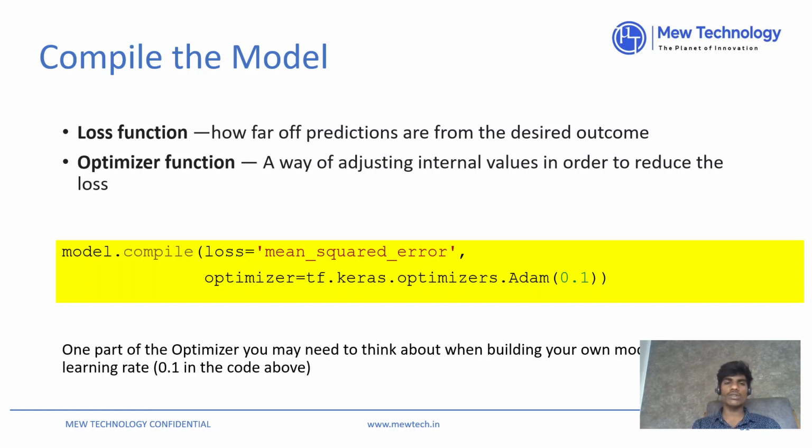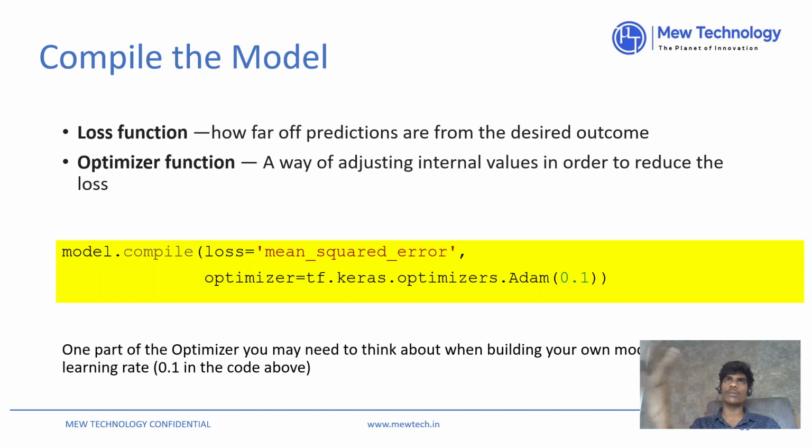What is loss? The loss function measures how far my prediction is from my desired outcome, how far the predicted value is from the desired outcome. This calculation measure is a loss function. Here I use mean square error as the loss function. The second thing is the optimizer. What is the optimizer?